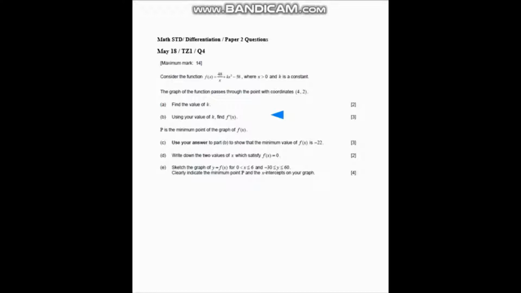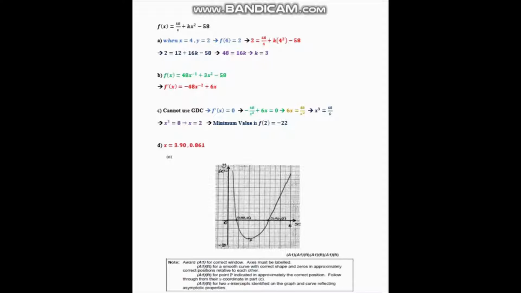So using your value of k, find f'(x). I've rewritten this function here in green, substituting k with 3 and taking the x from the denominator to the numerator, writing it as x to the power of -1. I have not differentiated yet, but I've just rewritten the function in a nicer form. Now the red expression is the derivative of the green expression, or the derivative of my original function, and there is your answer.